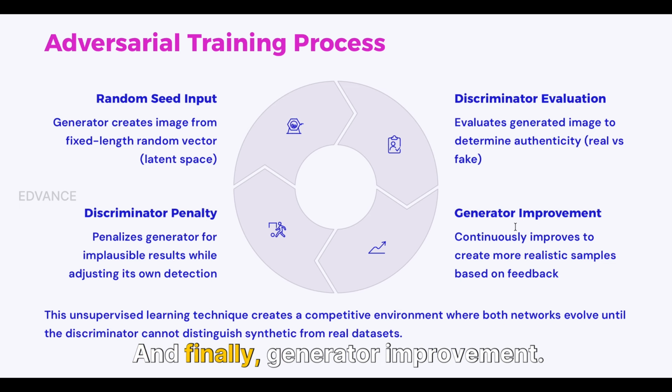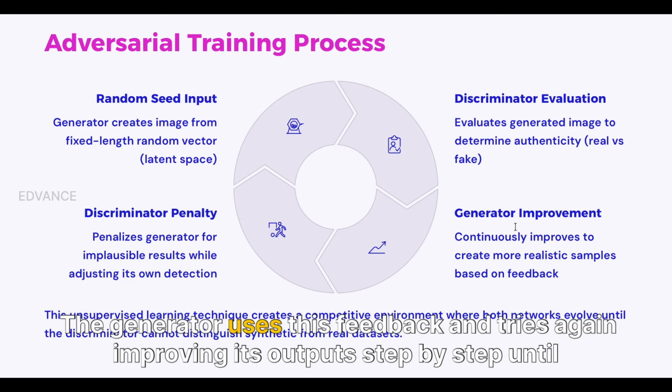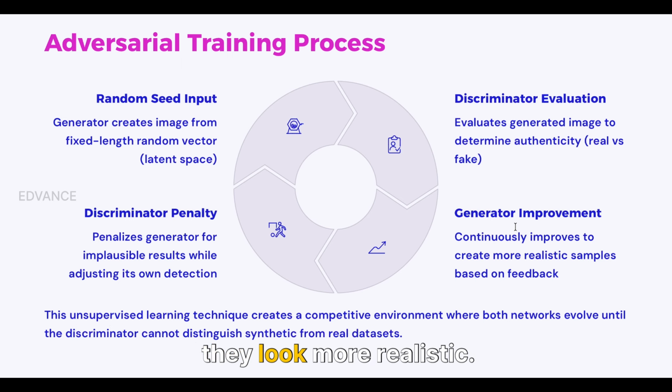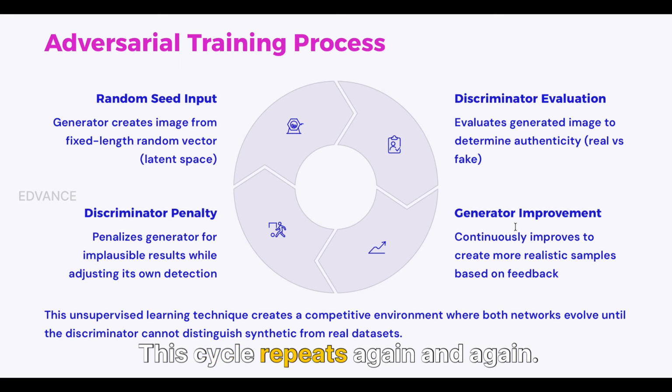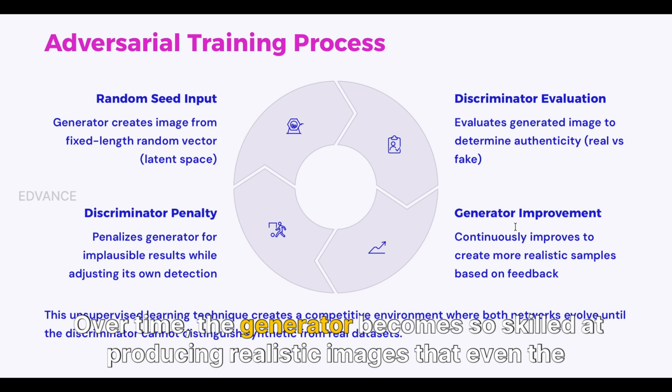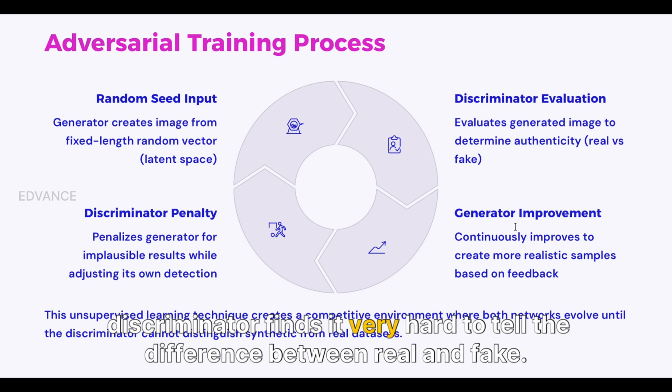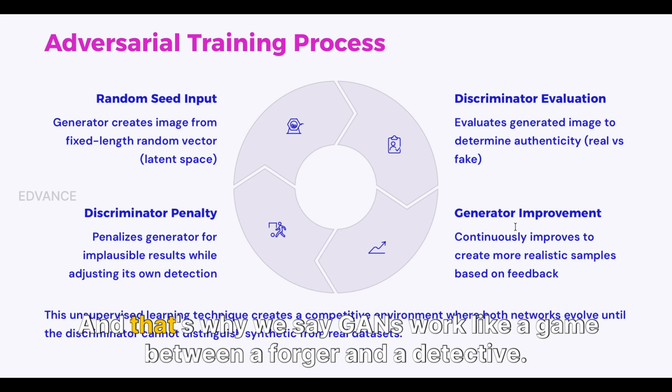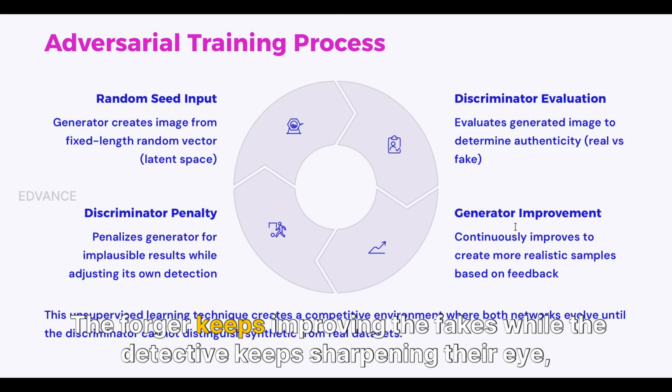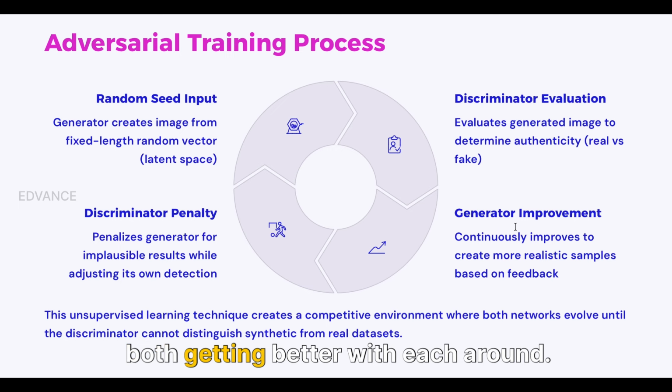And finally, generator improvement. The generator uses this feedback and tries again, improving its outputs step by step until they look more realistic. This cycle repeats again and again. Over time, the generator becomes so skilled at producing realistic images that even the discriminator finds it very hard to tell the difference between real and fake. And that's why we say GANs work like a game between a forger and a detective. The forger keeps improving the fakes while the detective keeps sharpening their eye, both getting better with each round.